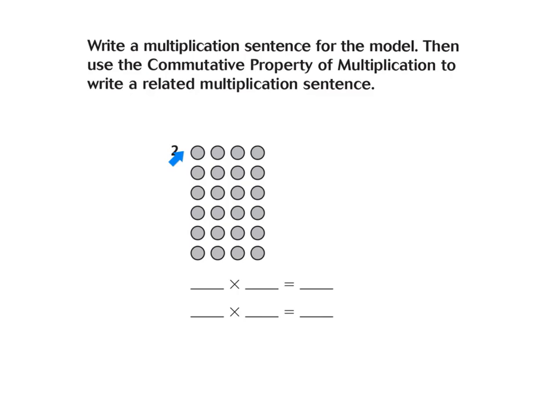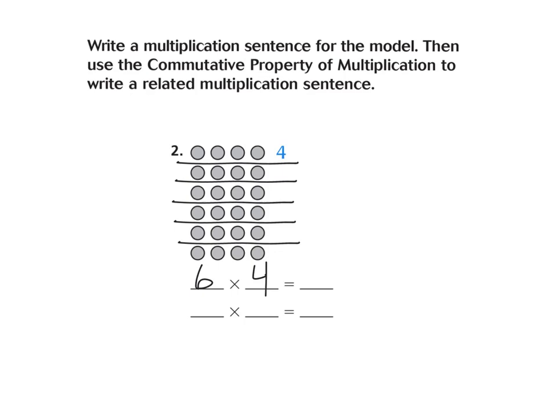For number 2, I see I have 1, 2, 3, 4, 5, 6 rows. And in each of the rows, there are 1, 2, 3, 4 counters. And remember, if it helps, you can draw the lines to split your rows. Now to solve 6 times 4, I just need to count my counters.